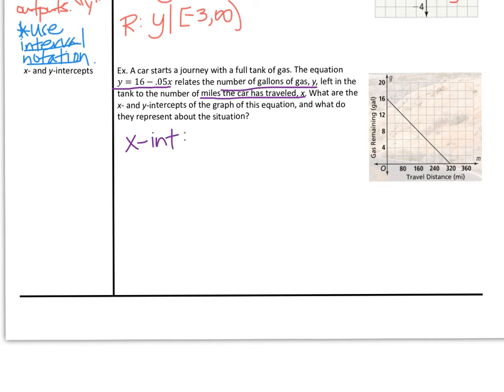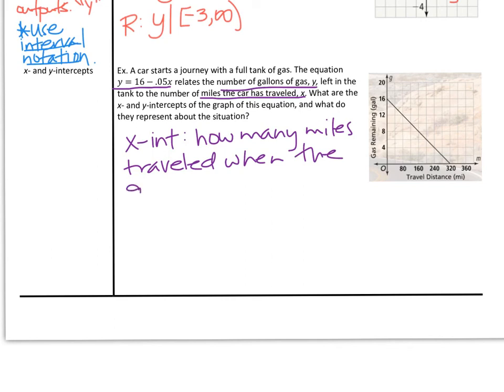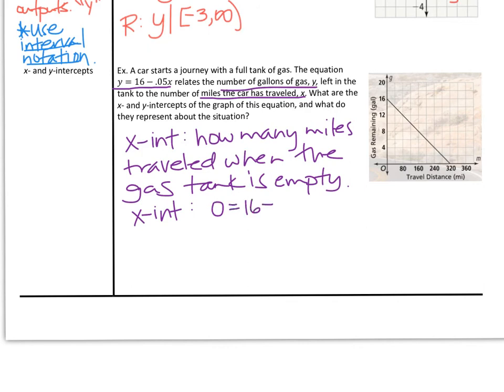So the x-intercept would be how many miles you can travel until you run out of gas. So we'll say the gas tank is empty. Let's see. So it says, what are they and what do they represent? So that's what they represent. To find out what it is, we're going to set y equal to 0. So we would say 0 equals 16 minus 0.05x. And then we'd have to solve.